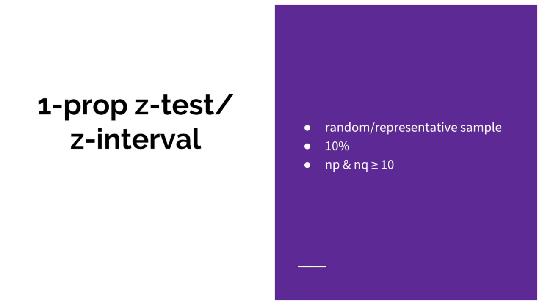Our conditions for those were random or representative sample, 10%, which means our sample size must be less than 10% of our entire population, or you could say that our entire population is probably at least 10 times the sample. Our last condition, which is the one that checks for normality, we do np and nq greater than or equal to 10, or in other words, the number of successes and the number of failures should be greater than 10.